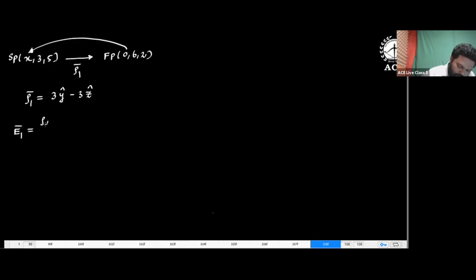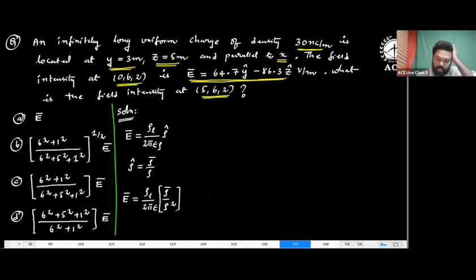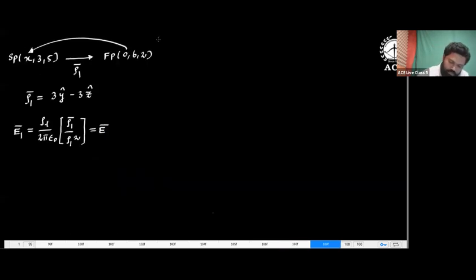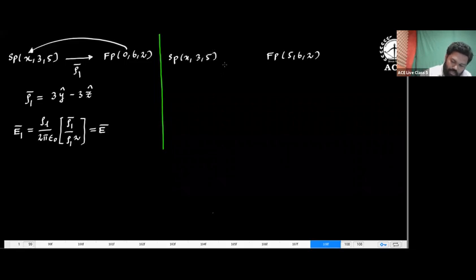We know that E1 is equal to rho L by 2 pi epsilon naught, rho 1 vector by its magnitude square. It is given as E already. So what is the question asking? It is asking at some particular point, 5, 6, 2. What is the source point? X, 3, 5. Am I correct? Yes.